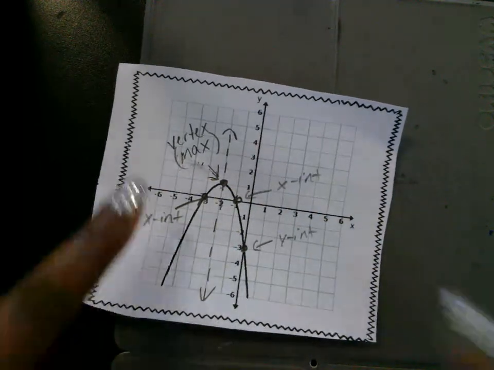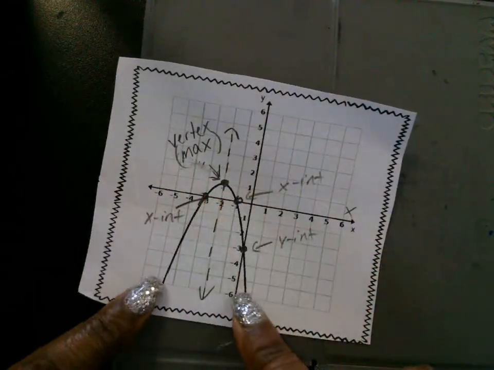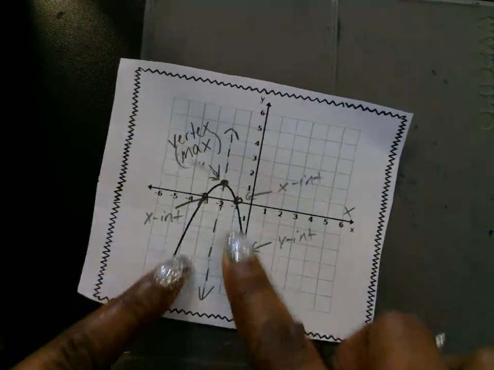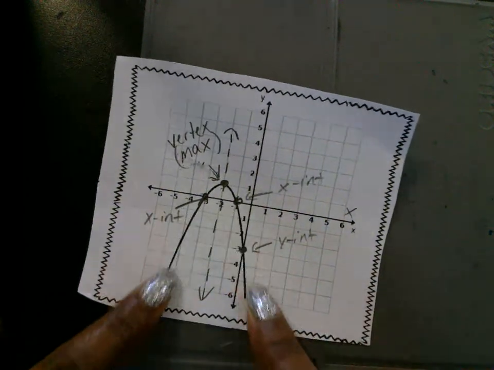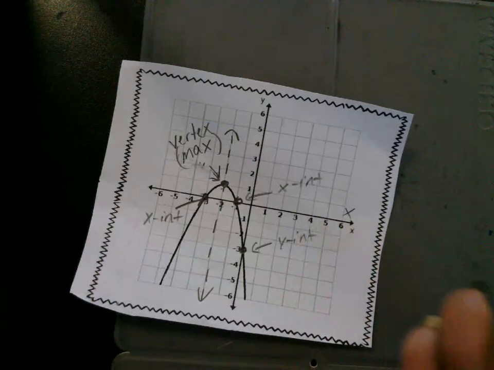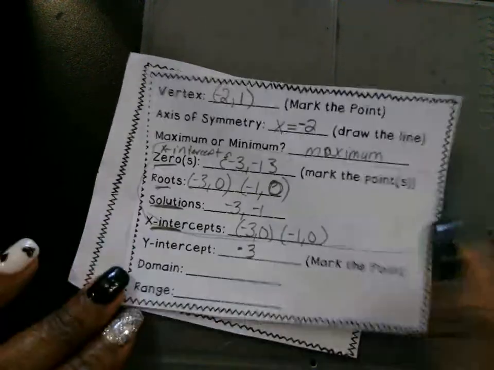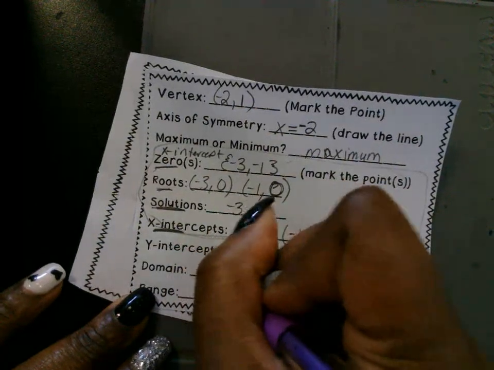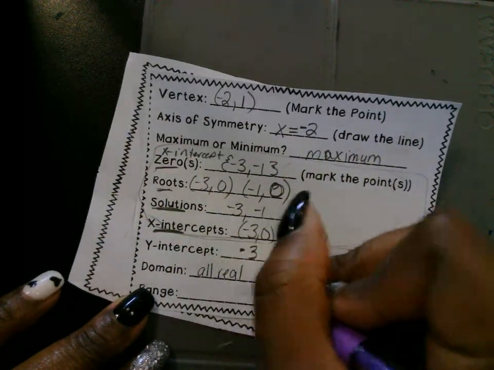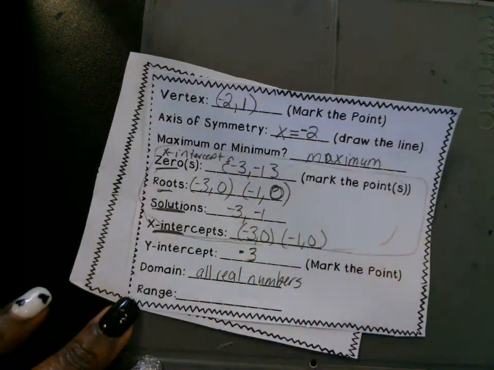All right, domain, that's your x values. Since this line is going to go on forever and ever, your x values are going to go on forever because it's just going to keep getting fatter and fatter and expanding out this way. The width of the parabola is going to go on forever. So this is all real numbers. And this is always going to be all real numbers.